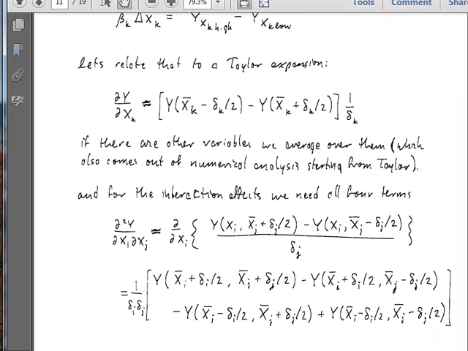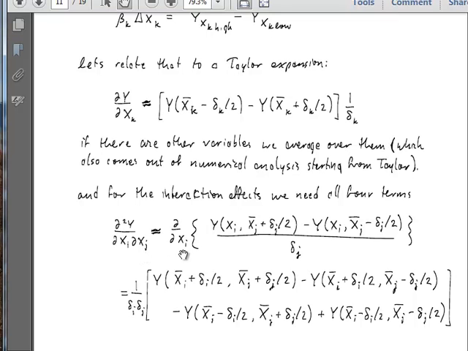All right, so if there are other variables, then we might average over them, and for the interaction effects now, we're going to need all four terms, right? So if we're interested in these interaction effects, those are a bit more complicated, and we'll need four terms to account for them. We can get that again from the Taylor series. We'll guide our construction of what terms will go into that interaction. So now I'm going to take the second derivative of y, and I'm going to vary both xi and xj to try and get an estimate for the strength of the interaction between variables xi and xj.